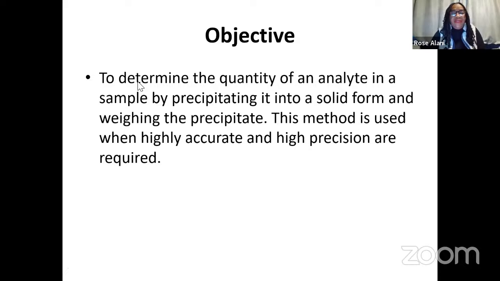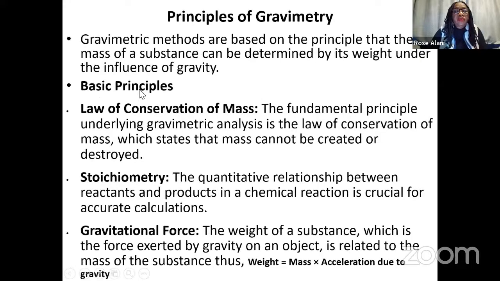So why carry out gravimetric analysis? The objective of carrying out gravimetric analysis is to determine the quantity of analyte in a sample by precipitating it into a solid form. Then you weigh it and know the weight, and then you use that to calculate the mass. This method, the gravimetric method, is used when you require high accuracy and high precision.